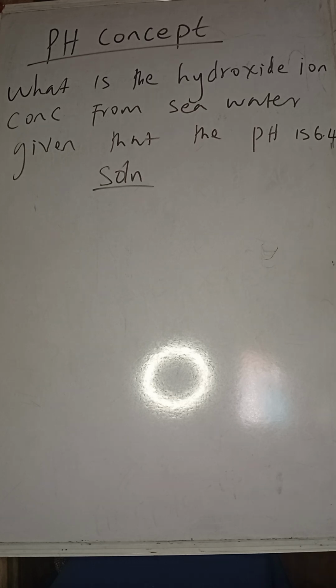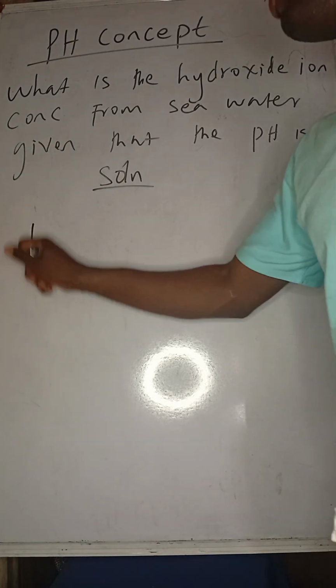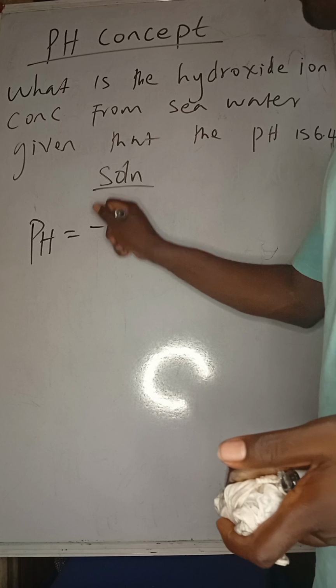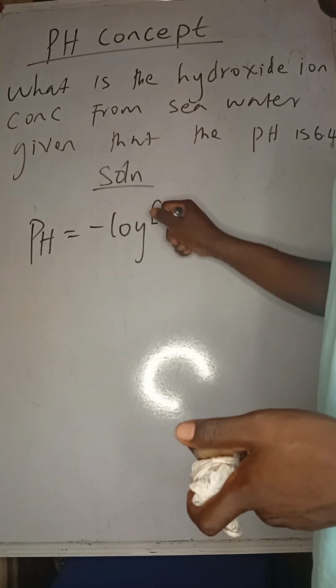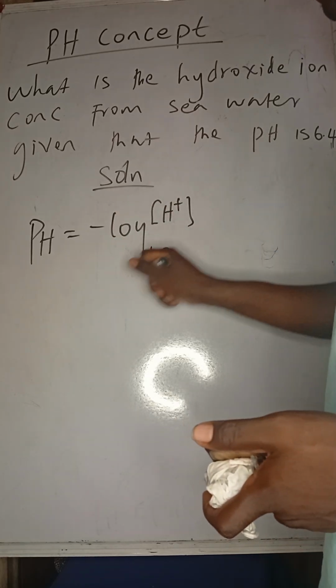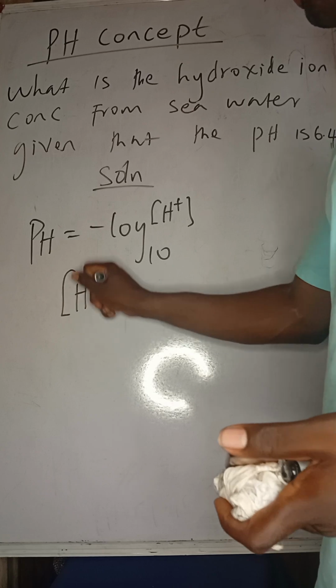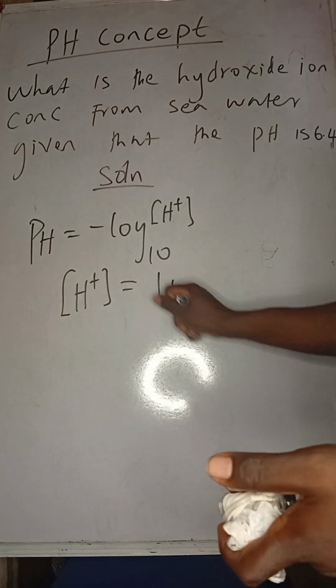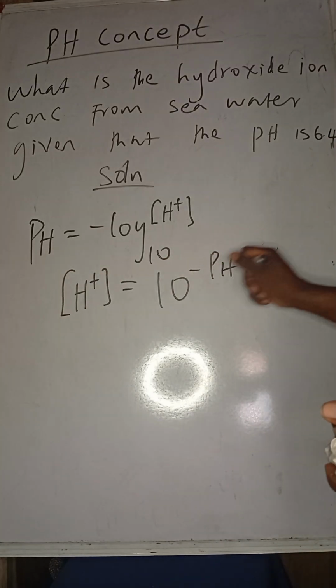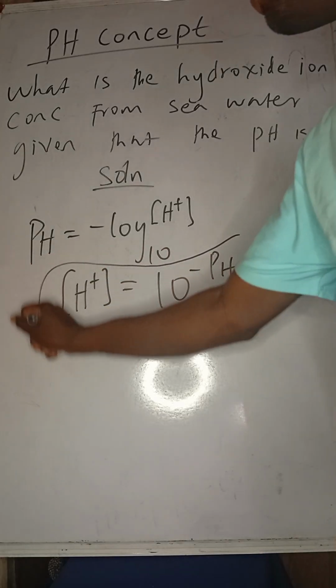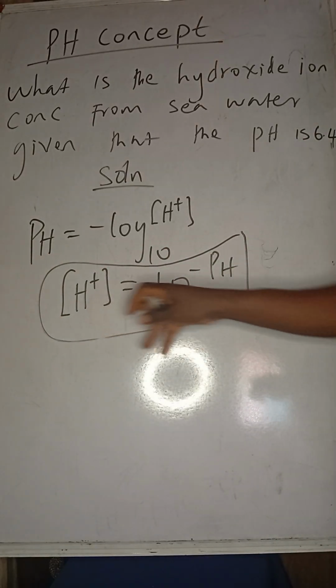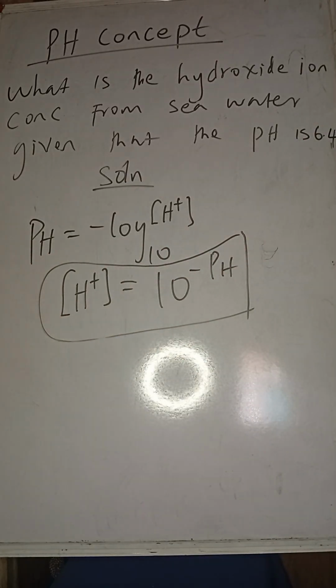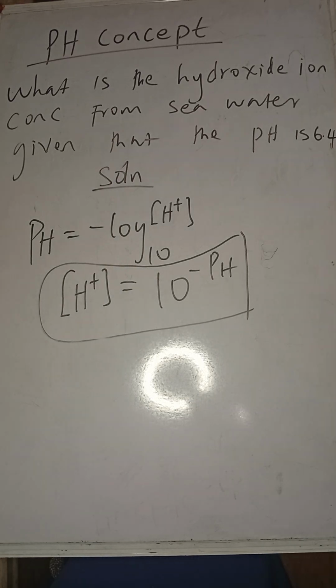we have to get the hydrogen ion concentration, knowing fully well that pH is equal to minus log of hydrogen ion concentration to base 10. Therefore, to get hydrogen ion concentration from pH, it is 10 raised to power minus pH. Now, this expression should be noted, please. So, hydrogen ion concentration is 10 raised to power minus pH.